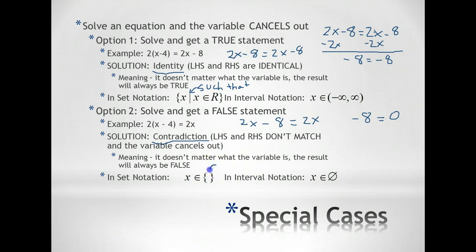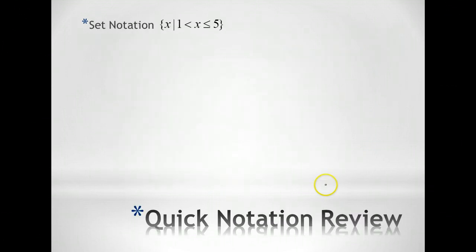So you can write in set notation brackets with nothing in them, and that is the symbol for the empty set. Or in interval notation, you can use the 0 with the slash through it, and that's the null symbol. Either one of those represents a contradiction. Nothing will work. Okay, so a quick notation review.